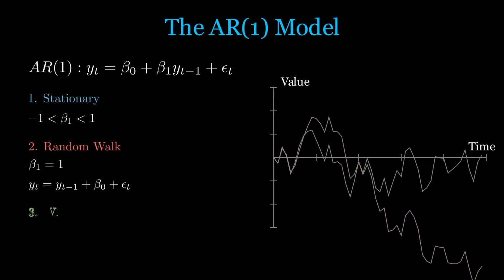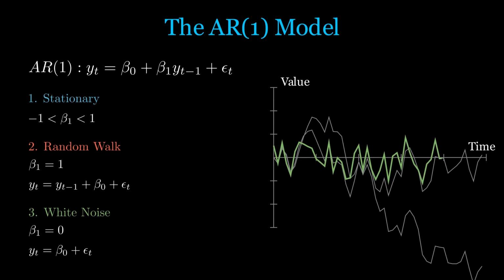If beta 1 is 0, the model simplifies to white noise plus a constant. There is no memory of previous values. This is a special case of the first condition, since a white noise process is stationary by definition.